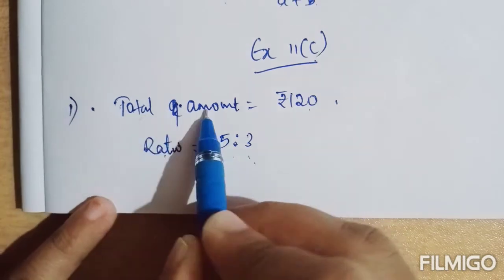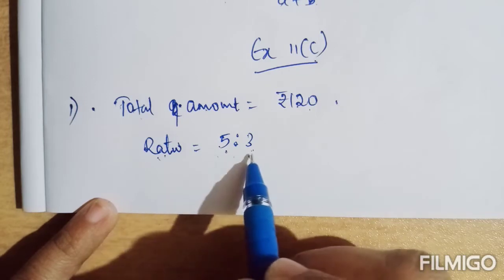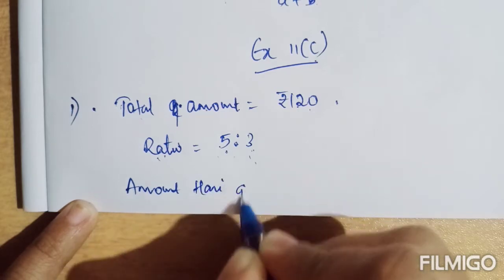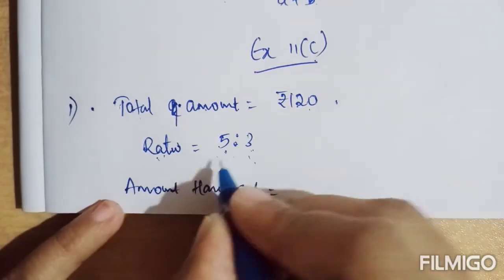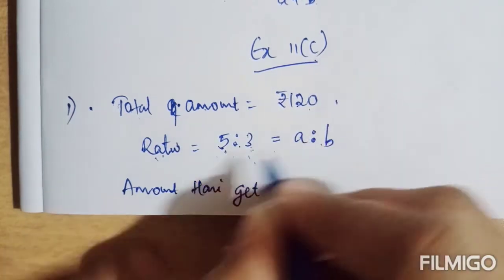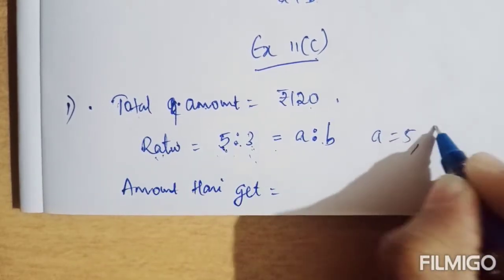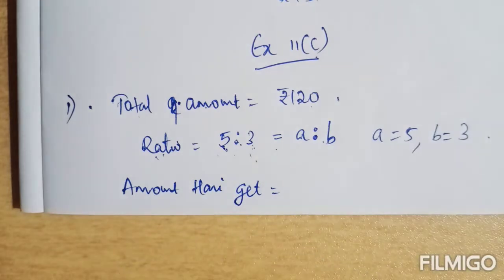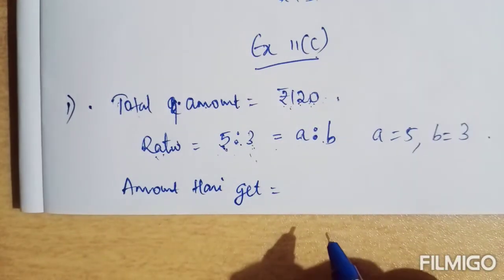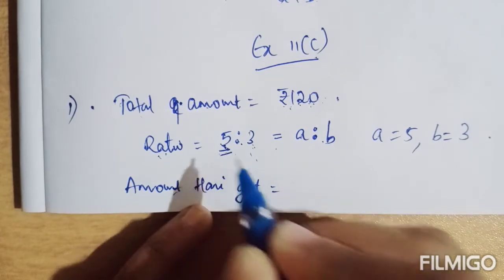Okay, so the total amount is 120. The ratio to be divided is 5:3. So the amount Hari gets, we can find in this ratio 5:3. We can take it as A is to B. A is to B ratio equal to 5:3. Here A equal to 5 and B equal to 3. We can take it like this. And the whole quantity we can take as rupees 120.